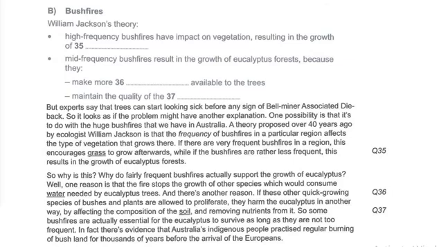If these other quick-growing species of bushes and plants are allowed to proliferate, they harm the eucalyptus in another way by affecting the composition of the soil and removing nutrients from it. So some bushfires are actually essential for the eucalyptus to survive as long as they are not too frequent. In fact, there's evidence that Australia's Indigenous people practiced regular burning of bushland for thousands of years before the arrival of the Europeans.